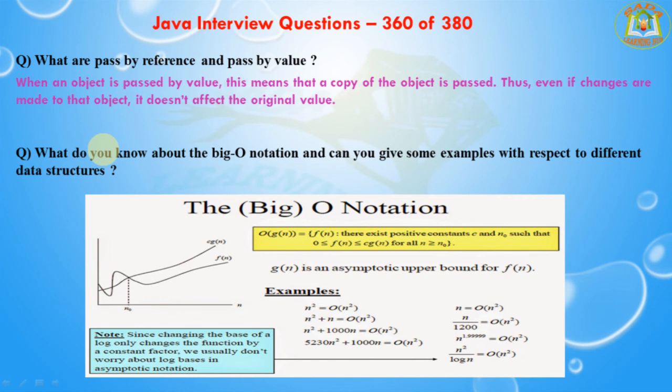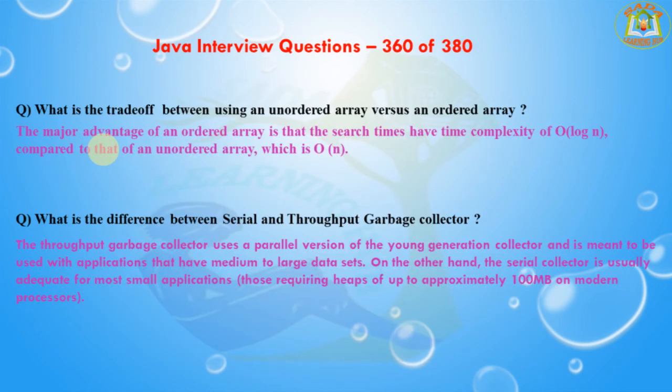The next question is, what is the trade-off between using an unordered array versus an ordered array? The major advantage of an ordered array is that the search time has a time complexity of order of log n, compared to that of an unordered array, which is order of n. The disadvantage of an ordered array is that the insertion operation has a time complexity of order of n, because the elements with higher value must be moved to make room for the new element. Instead, the insertion operation for an unordered array takes a constant time of order of 1.